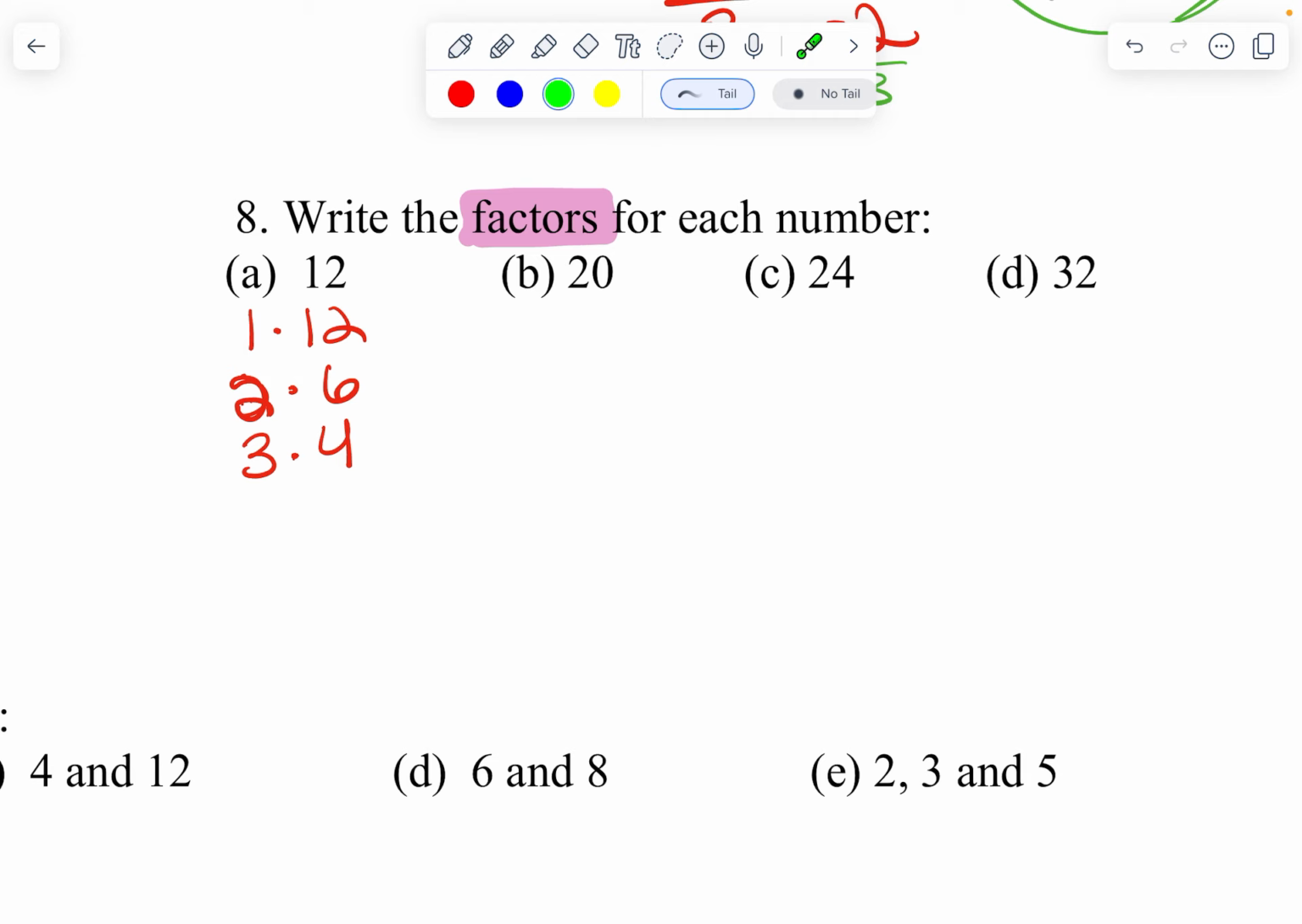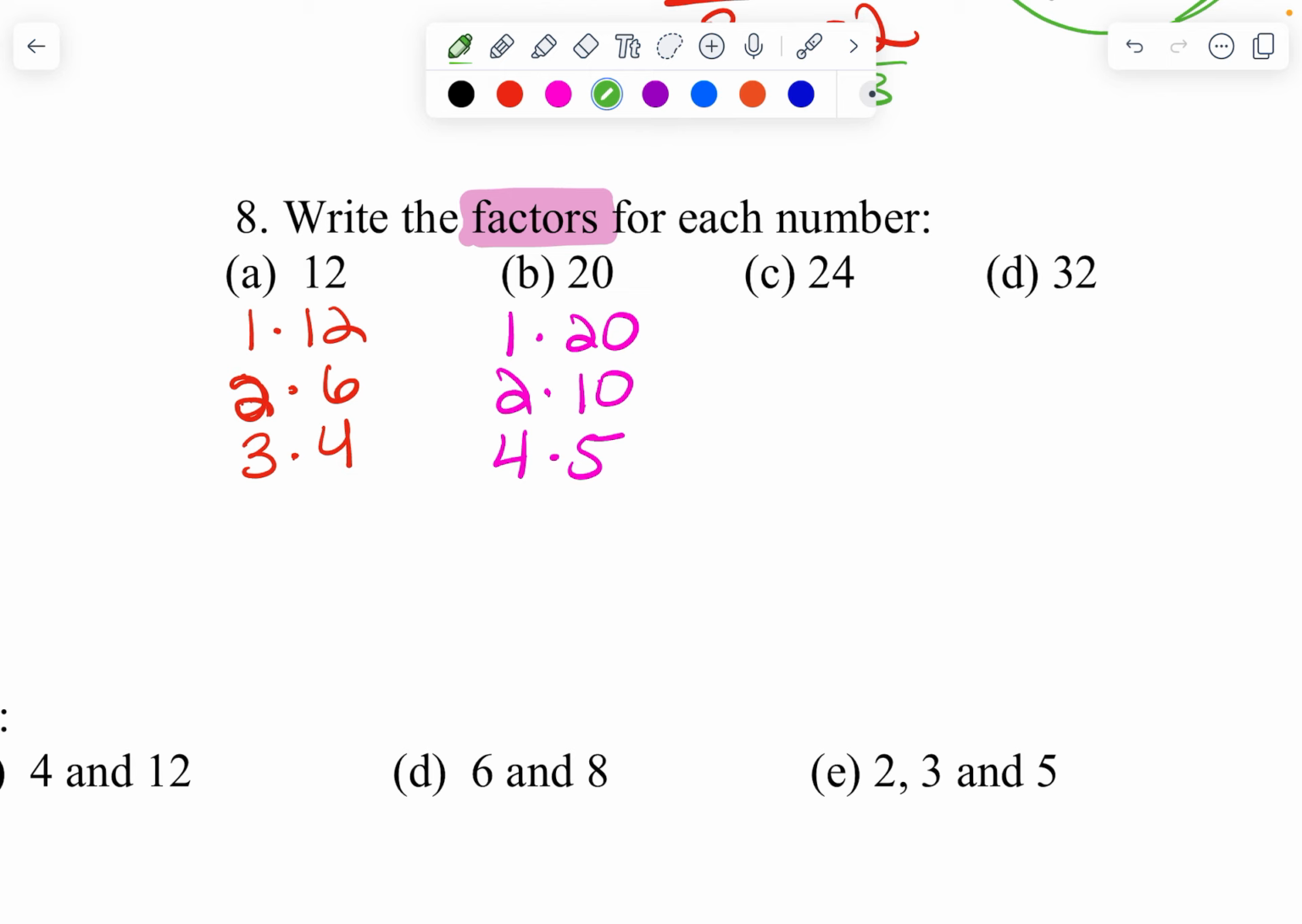There are no more. So I can do the same thing now for the rest of this set of examples here. So part B, there's going to be 20, so there's going to be 1 times 20. How about 2 times 10? 3 doesn't go into 20. 4 goes into 20, so 4 times 5. And same thing, 5 would be the next number on the list, but 5 is already here. So that's the exhaustive list. That's all of the pairs of numbers that can get you 20.